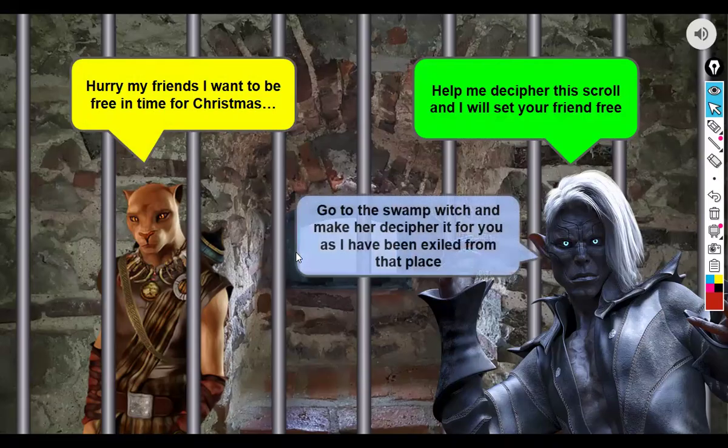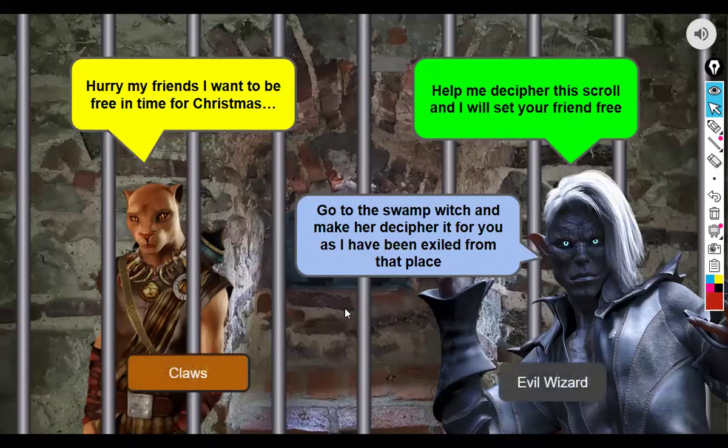He wants to be home in time for Christmas. So he tells the two people, Jimmy and Rowan, they have to go to the swamp where there's a witch who will decipher the scroll. The wizard would go to the swamp, but he has been exiled from the swamp. So he can't go to talk to the witch to decipher the scroll. So he needs people to carry it for him. And your friend's name is Claus, by the way. That's his scroll there.